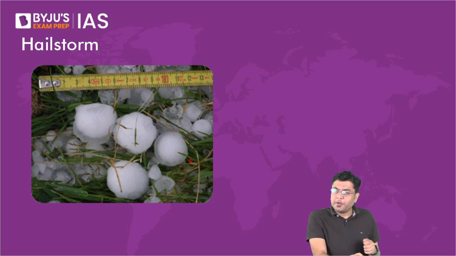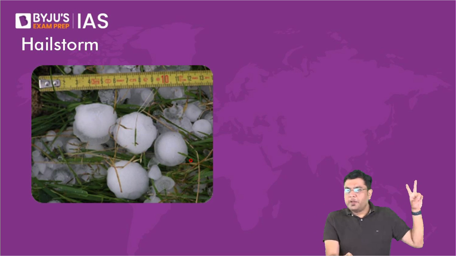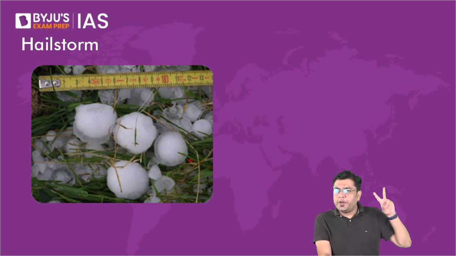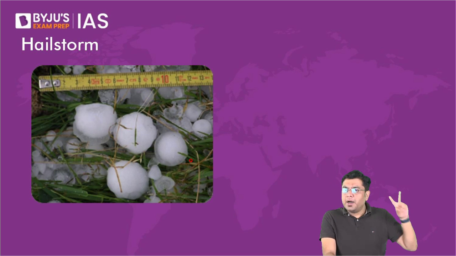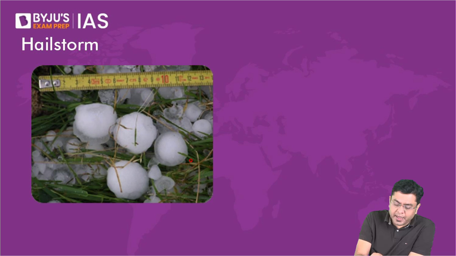So, for a hailstorm to occur, there are two conditions which are required to be met. Only then will a hailstorm occur. Otherwise, a hailstorm does not happen. So, here, what are the conditions?